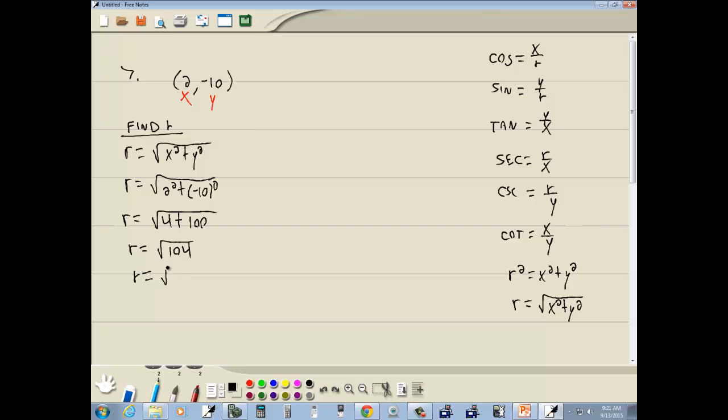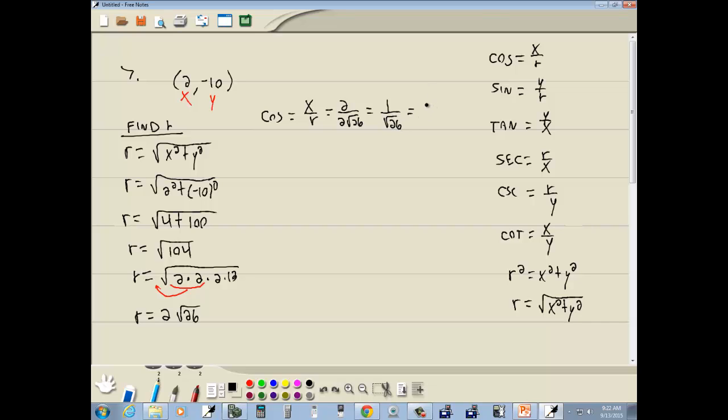And what is that? 2 times 52, 2 times 26, 2 times 13. Remember, we're looking for a pair of somethings for our square root, so bring a pair of 2's out in front. So we've got r is equal to 2 square root of 26. Now we're ready to plug them into our formulas. So cosine is x over r. X was 2 over r, which was 2 square root of 26. 2's would cancel, so we got 1 over square root of 26.